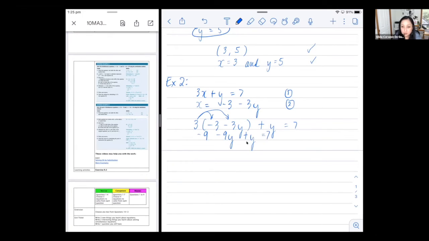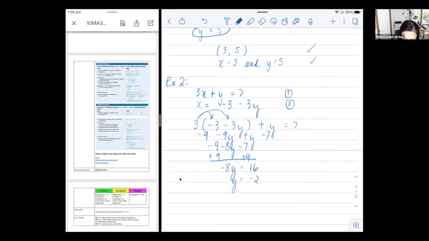Now solving this equation, I can combine these two. I have -9y plus y. That gives me minus 8y. So that's -9 minus 8y equals 7. And getting rid of the -9 is adding 9 to both sides. And therefore, I have minus 8y equals 16. And y, therefore, is equal to -2, because -8 times -2 gives me a positive 16, right?